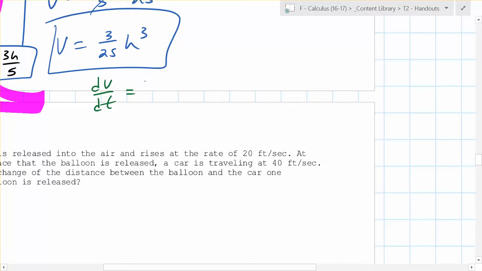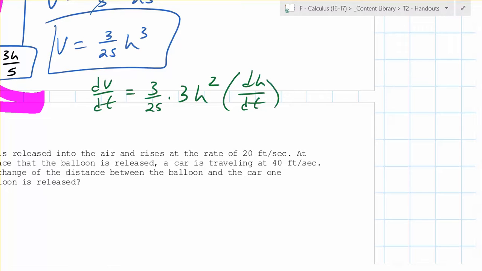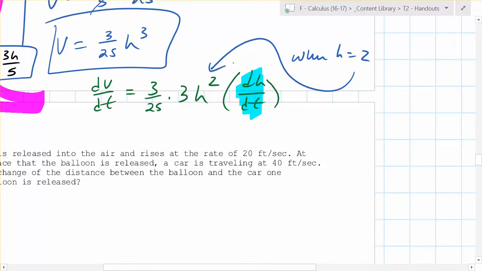0.2. Yeah, that's true. But let's do the differentiation. dV/dt on this is equal to what? 3 over 25 times 3h squared dh/dt, right? Which one are we trying to solve for? dh/dt. When h is, so what can we plug in? 2. And we know that dV/dt is 0.2.